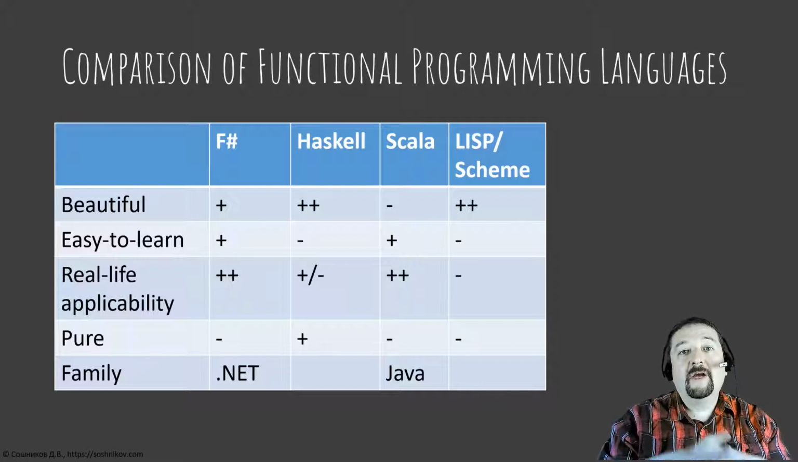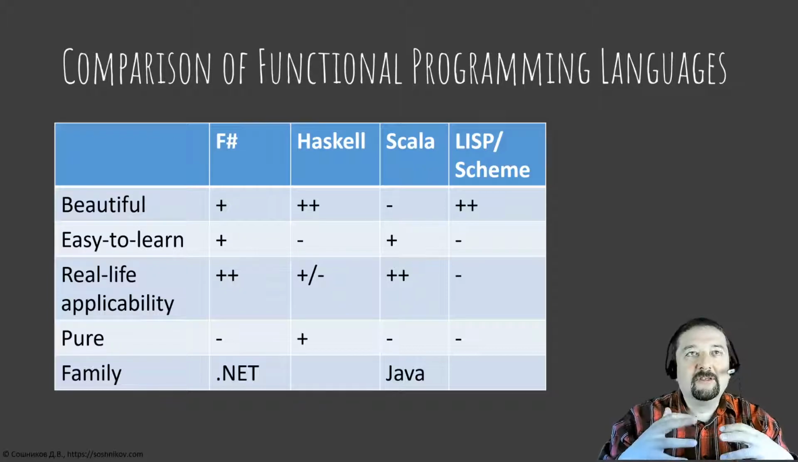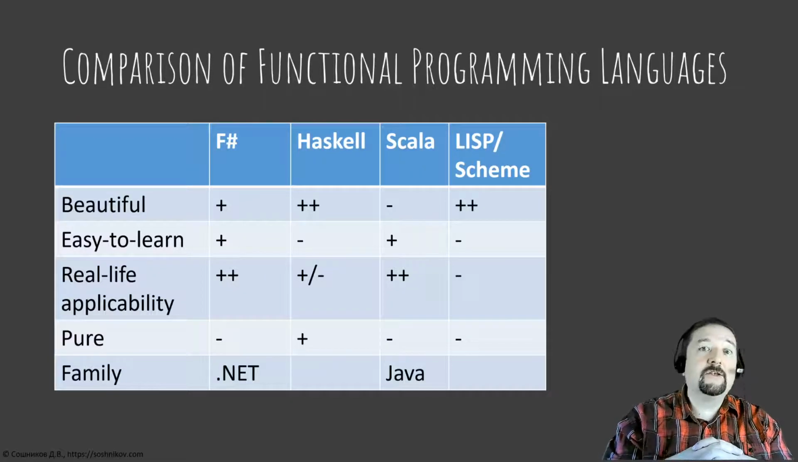But for practical reasons, F# is a very good choice because it's beautiful, it's easy to learn, it's applicable to real life, and it is interoperable with all the .NET ecosystem. Scala is also quite a nice choice if you do some projects in Java, but in terms of beauty of the language, Scala is less beautiful because it is based a lot on Java. I mean syntactically. The idea of Scala is that we take Java and we enhance it with a lot of functional features.